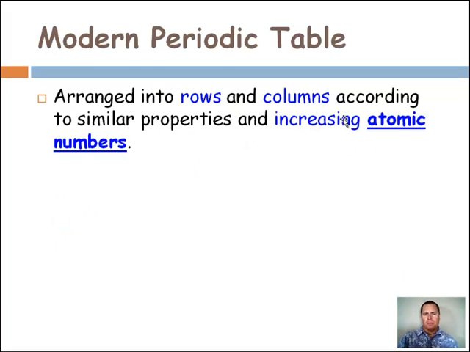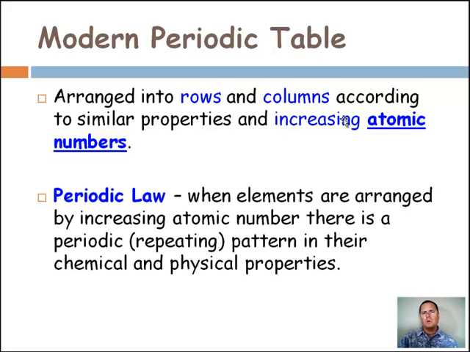Okay, the modern periodic tables are arranged into rows and columns according to having similar properties and their increasing atomic numbers. What Moseley did was he was able to more accurately explain the periodic law that Mendeleev came up with. And the periodic law says that when elements are arranged by their increasing atomic number, there is a repeating pattern, or what we call a periodic pattern, in their chemical and physical properties. And this is what sets up the look of our modern periodic table, these repeating properties.